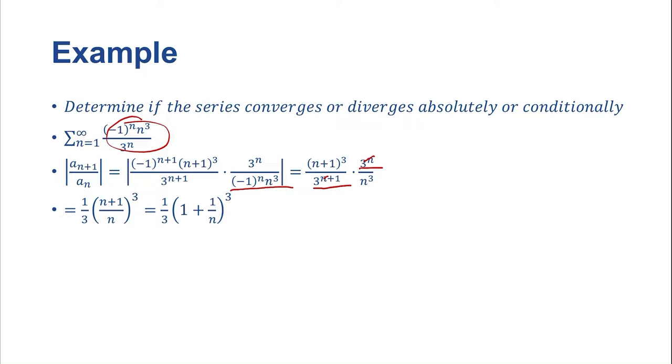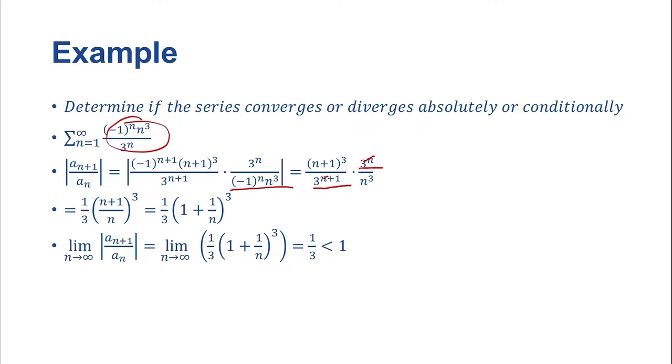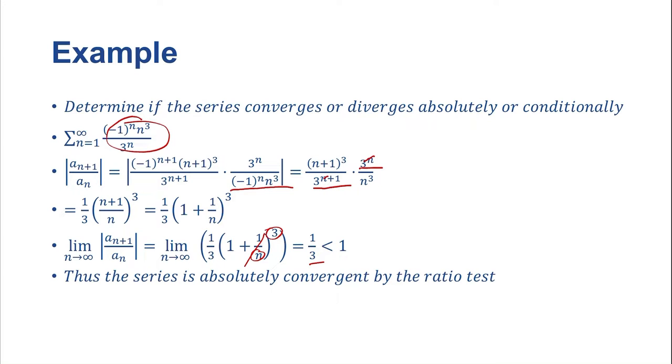Okay, so now what we can do is we can take the limit. So if we take the limit, we get the limit as n approaches infinity of 1/3 times 1 plus 1 over n cubed. So what happens as n goes to infinity? Well, we have this 1 over n, and that's the only n that we have. So if we take that to infinity, then this guy is going to go to 0. So then we just get 1/3 times 1, because this cubed doesn't really matter to a 1. And we just get 1/3. 1/3 is obviously less than 1, so thus we can say that the series is absolutely convergent by the ratio test. Okay, let's move on to the next example.